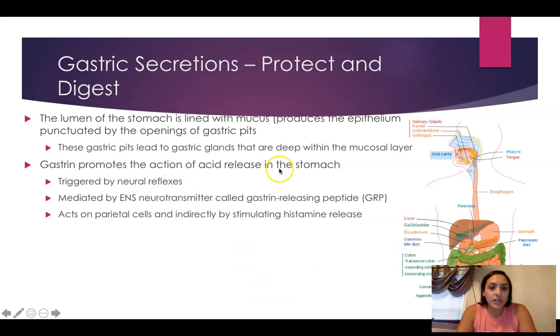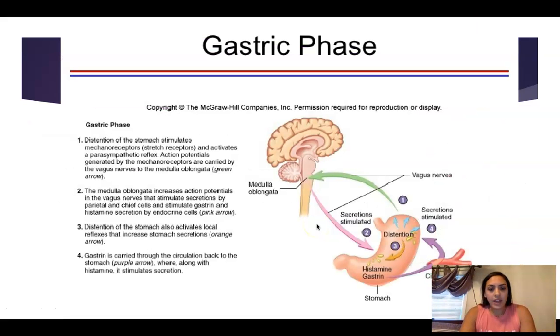Gastrin promotes the action of acid released in the stomach. So think, why do we need acid in the stomach? To break down food. Without the acid in the stomach and the breakdown of that food, we would have large amounts traveling throughout our intestines, and that is just not good. This gastrin is actually triggered by neural reflexes set off by those action potentials from the medulla oblongata. This is mediated by the ENS neurotransmitter called gastrin-releasing peptide, or GRP for short, and it acts on parietal cells and indirectly by stimulating histamine release. And that histamine release stimulates the secretion.